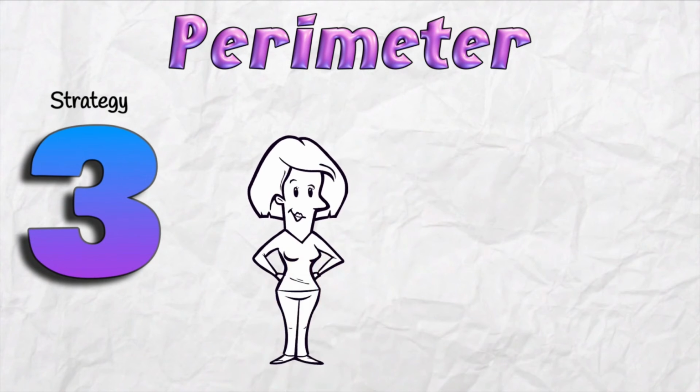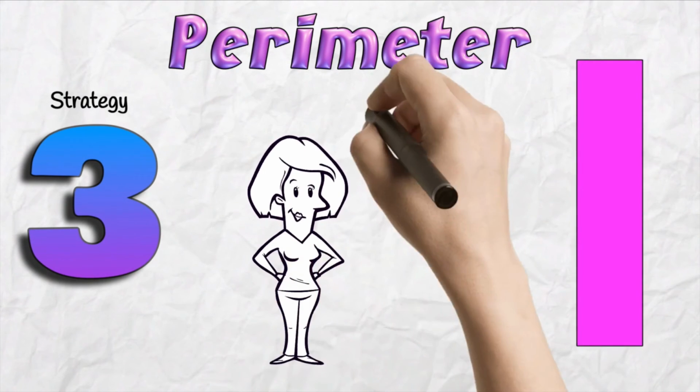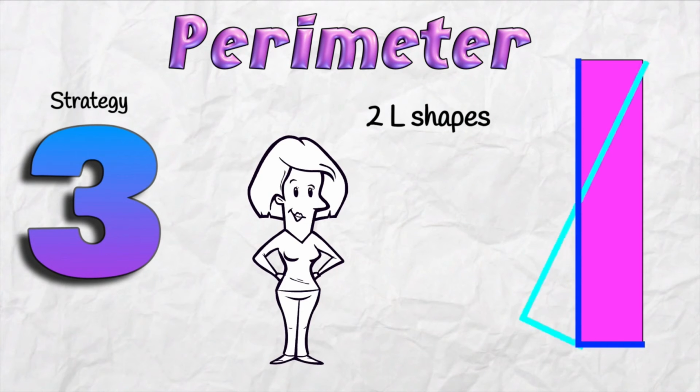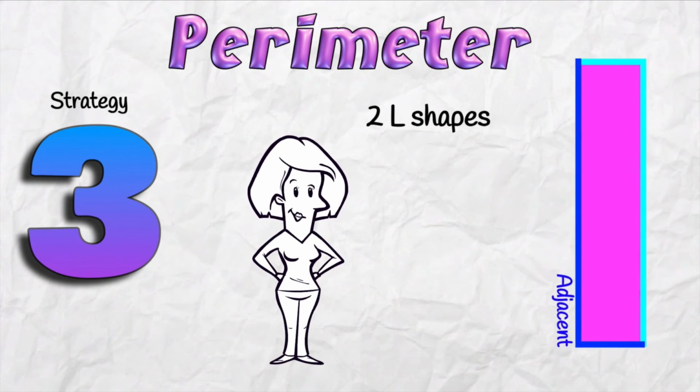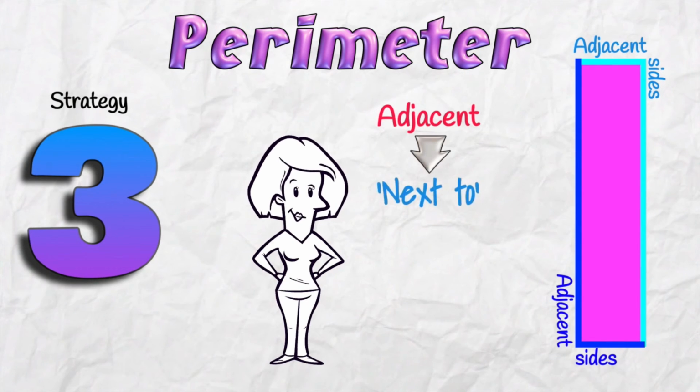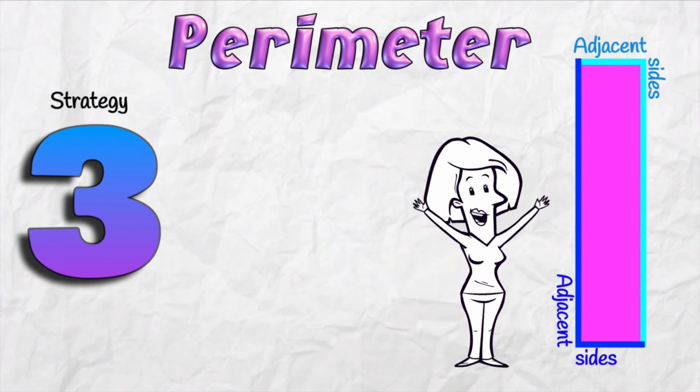You can think of a rectangle as being made up of 2 L shapes. These are called adjacent sides. Adjacent just means next to or adjoining, and these sides are next to each other. They join at a corner.